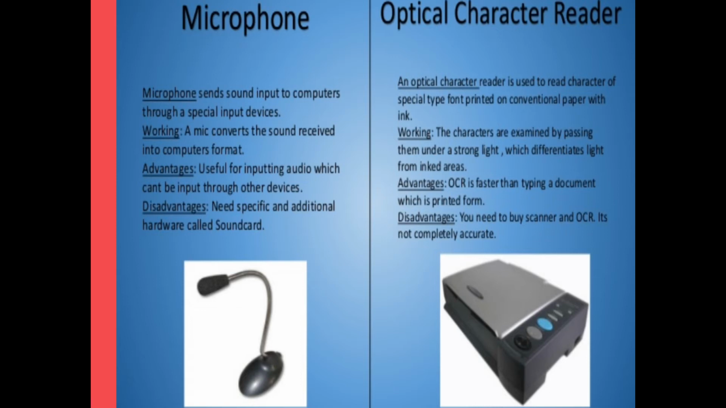Next is optical character reader, which in short is also known as OCR. An optical character reader is used to read characters of a special type font printed on conventional paper with ink. The characters are examined by passing them under a strong light, which differentiates light from inked areas.